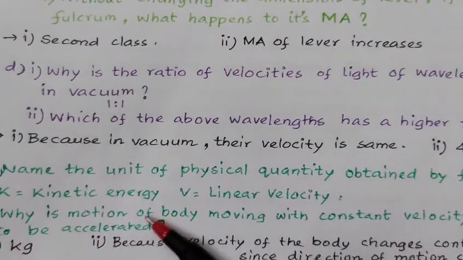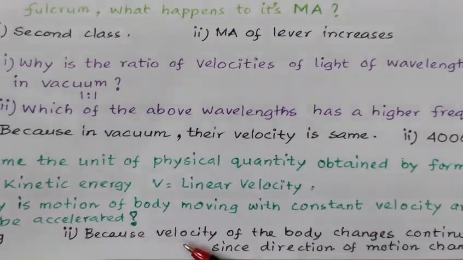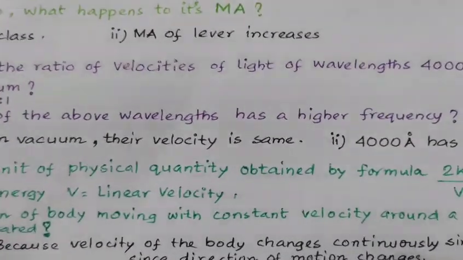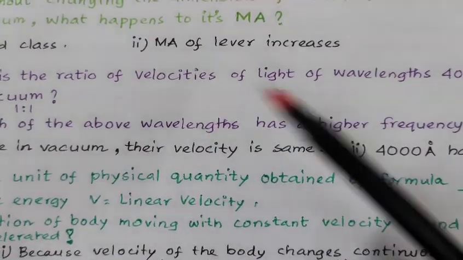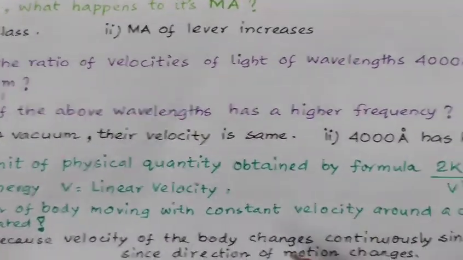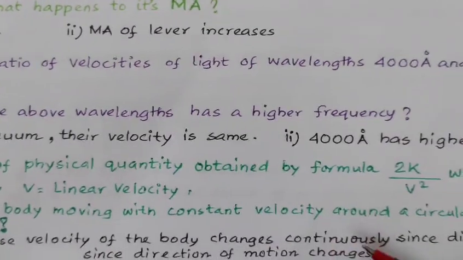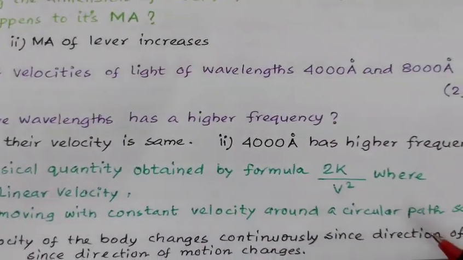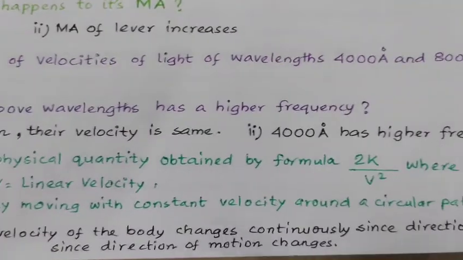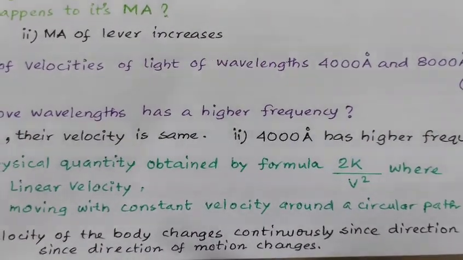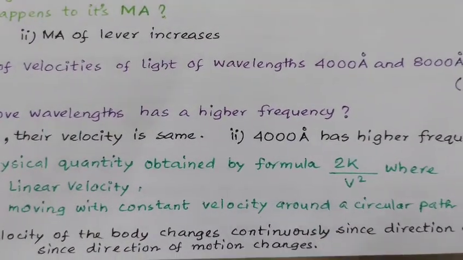Number 2, the reason is because the velocity of the body changes continuously. Whenever a body is moving in a circular path, the velocity of the body constantly changes, since the direction of motion also changes.